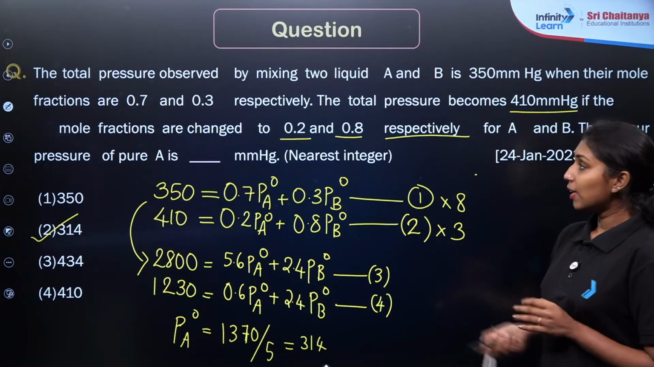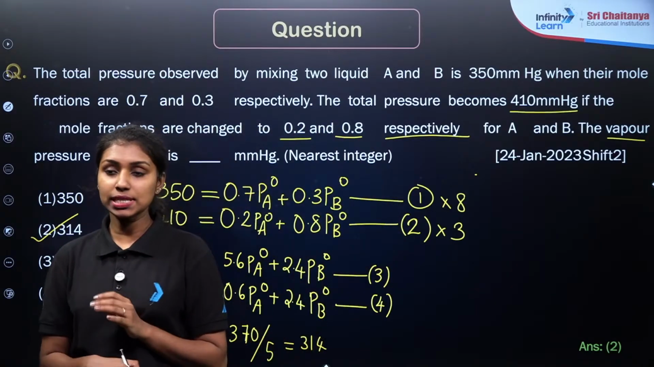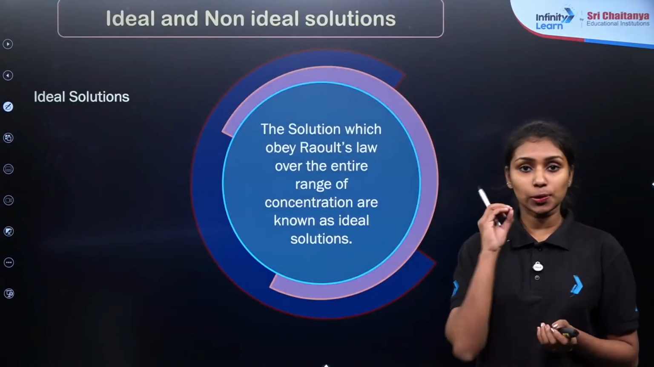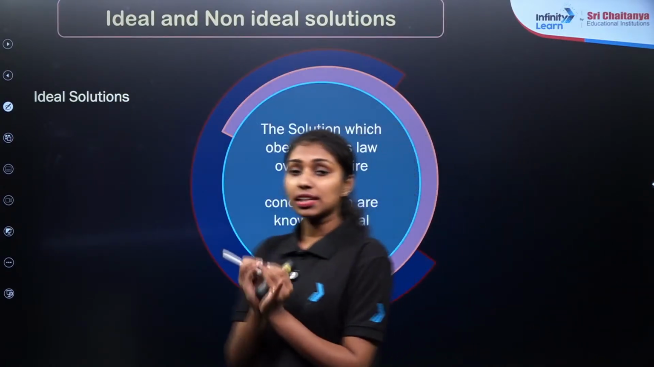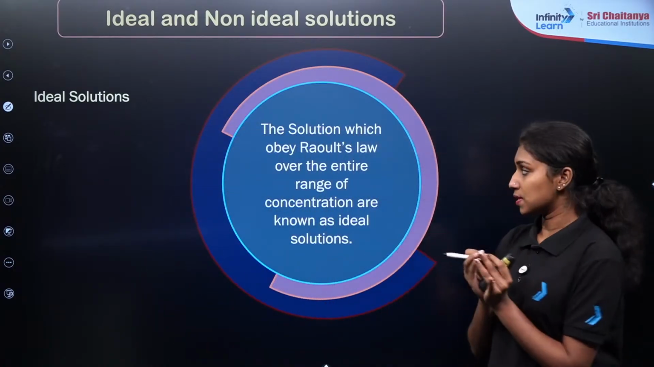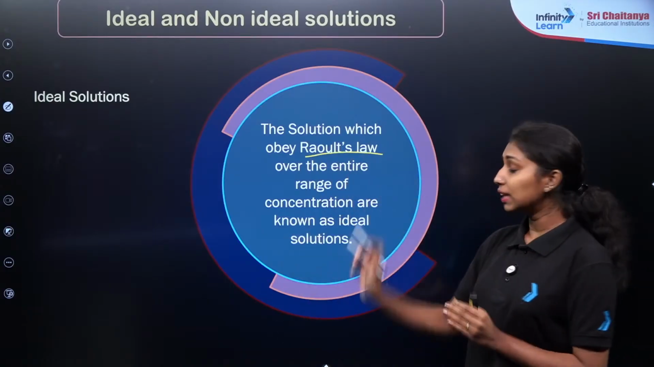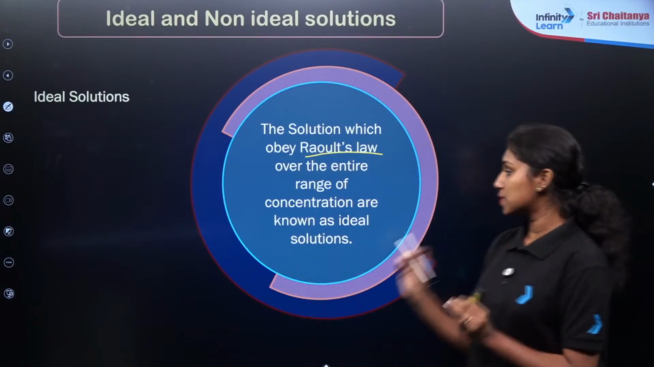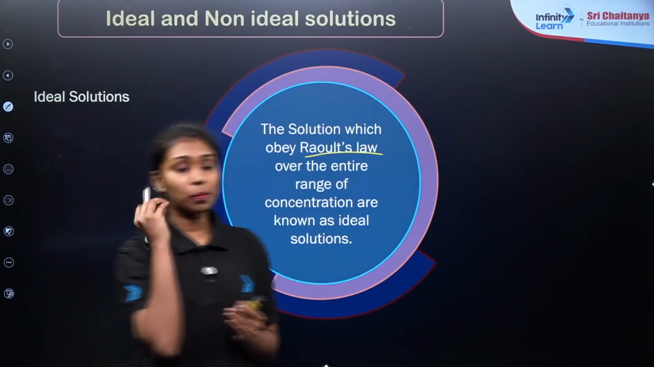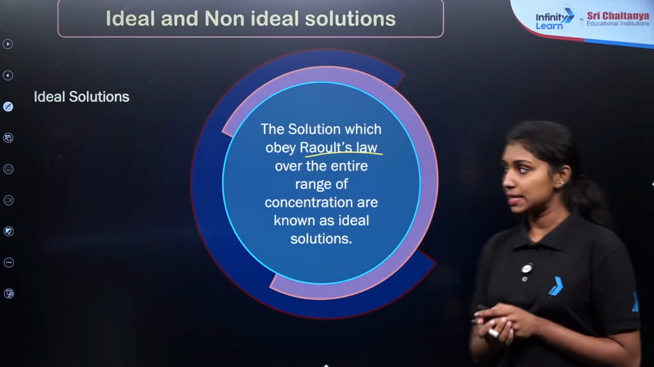Okay, fine. Now let us talk about the other conditions for Raoult's law. We have to talk about what we mean by ideal solutions and non-ideal solutions, right? As we already saw in the graph, ideal solutions are those that always obey Raoult's law under any conditions of concentration, any composition. So we can define the solutions which obey Raoult's law over the entire range of composition as ideal solutions. We have already seen the graph there. Clear? So what will be the conditions for that?